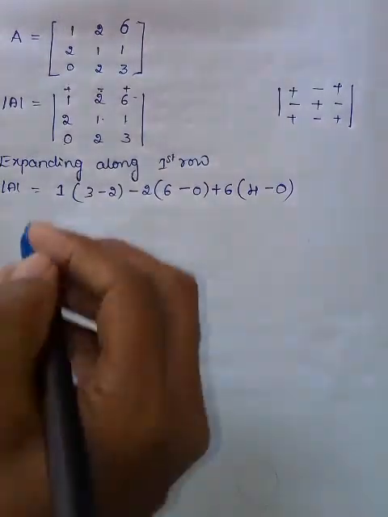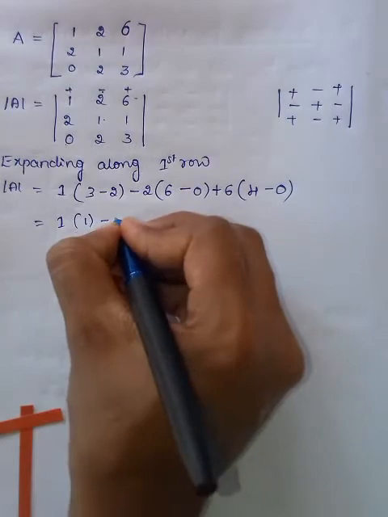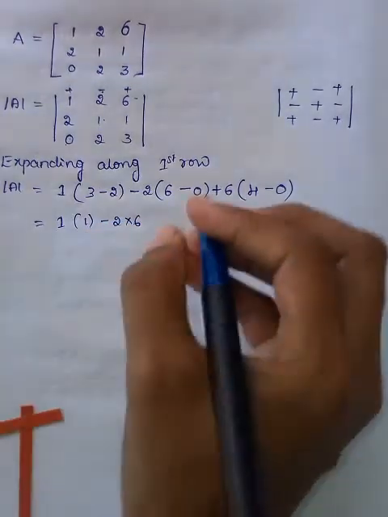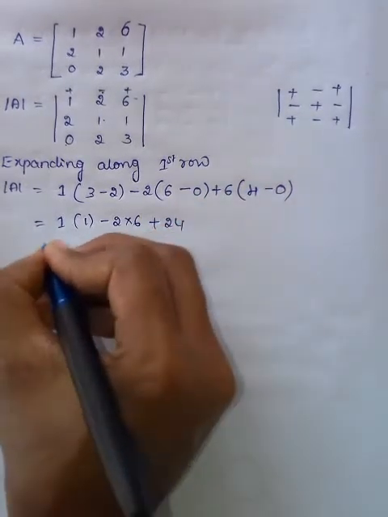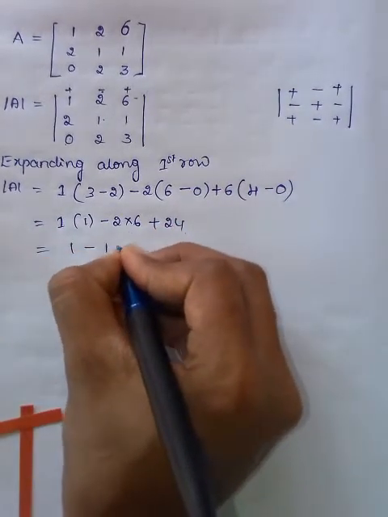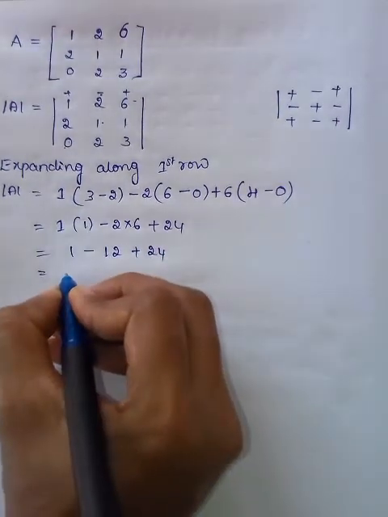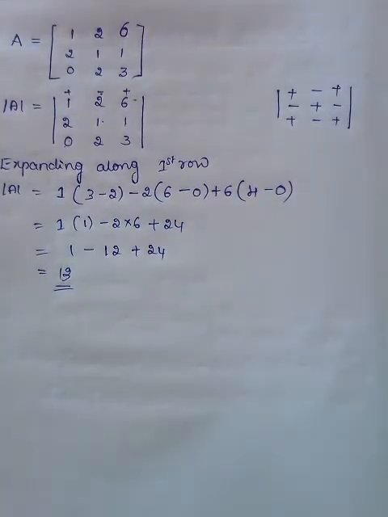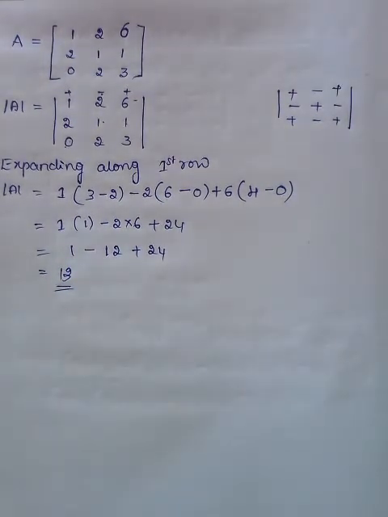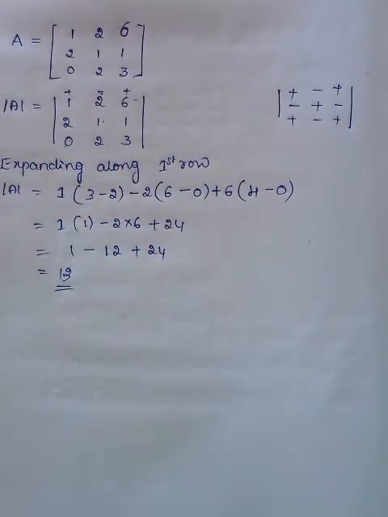Now simplify. 1 into 3 minus 2 is 1, minus 2 into 6, plus 6 into 4, 24. That is 1 minus 12 plus 24, equal to 13. When you expand the determinant along any row or any column, the value of the determinant remains the same.